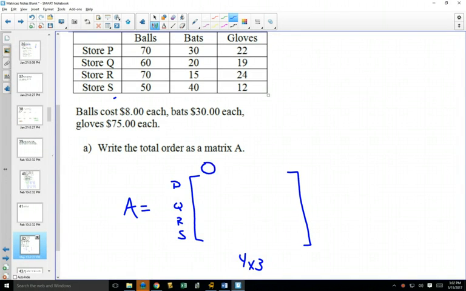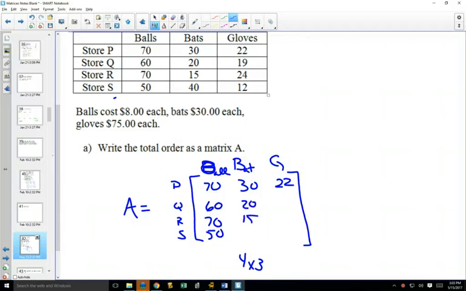Balls, I'm going to make a circle for balls, B for bats. Is that bad? Should I write bat and ball? Okay. So usually we try to make some sort of abbreviation that would be shorthand for it. Unfortunately, both of those words start with B, and then they both go B-A. So you might just write ball, bat, and gloves. And then you just write the numbers in: 70, 30, 22, 60, 70, 50, 20, 15, 40, 19, 24, 12. So that's our matrix A.